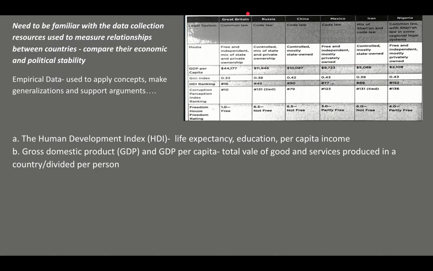Or, Russia has smarter economists than Iran. That would be a normative statement. An empirical statement would be Russia's GDP per capita is approximately $7,000 more per person than Iran.